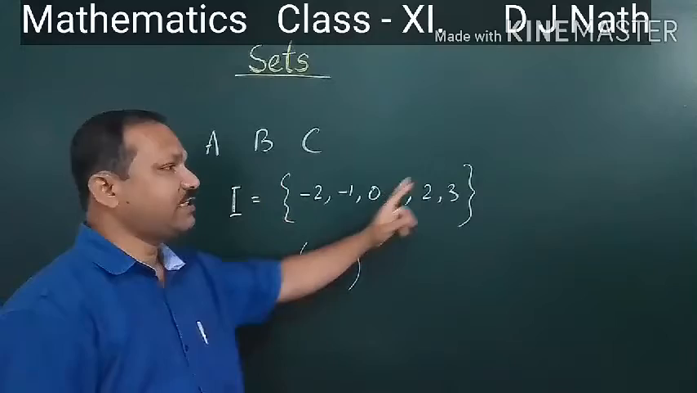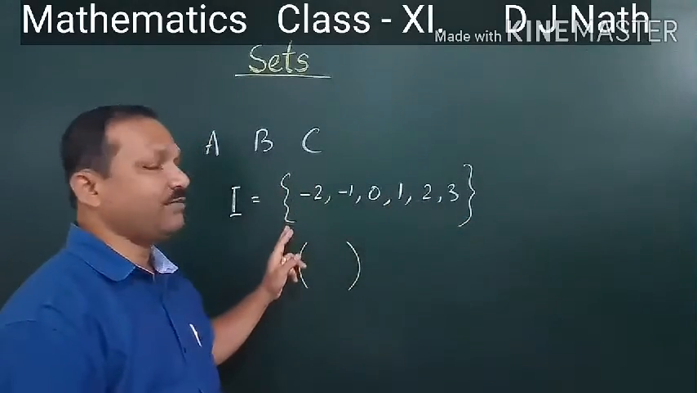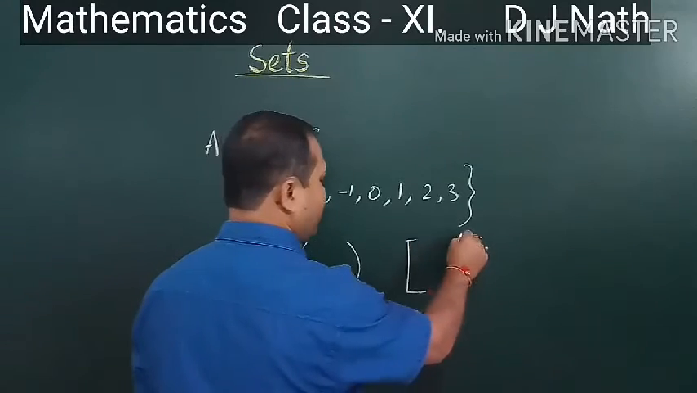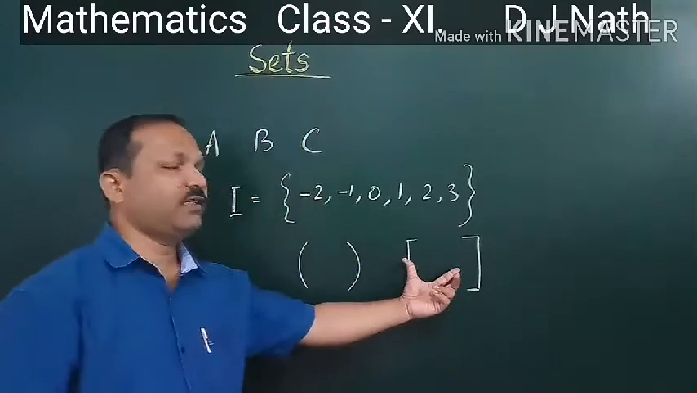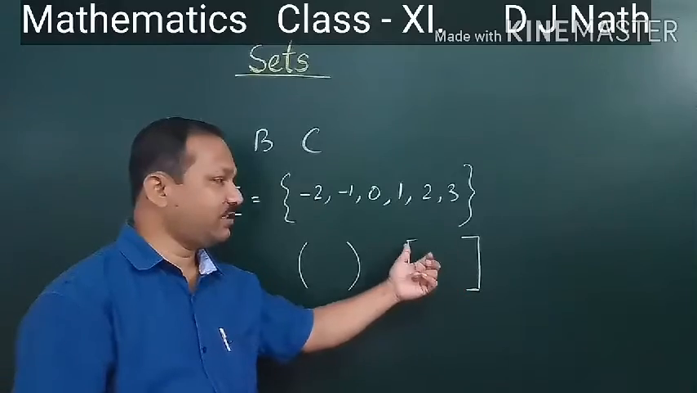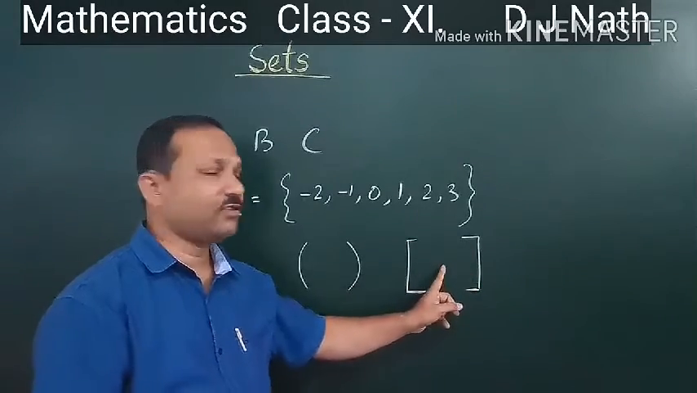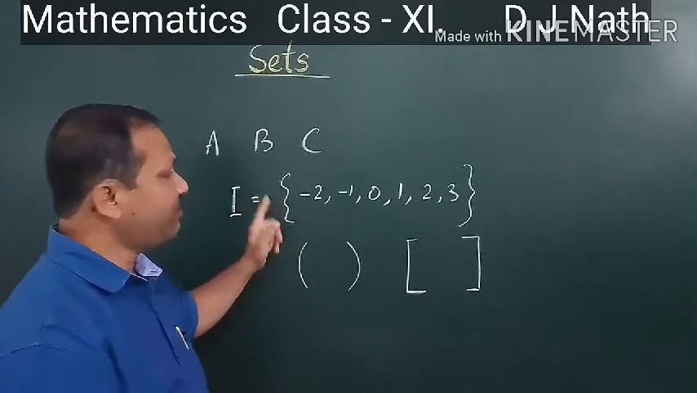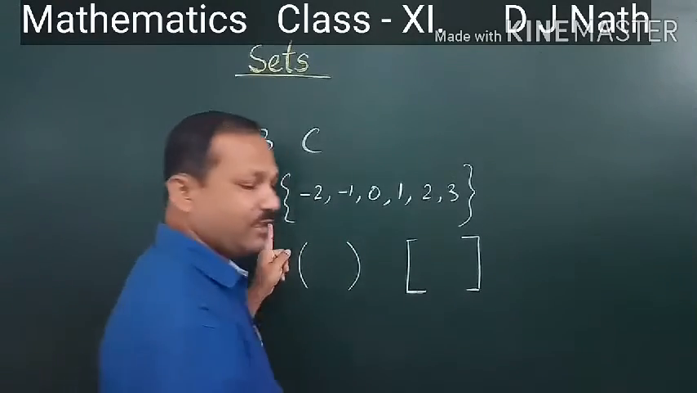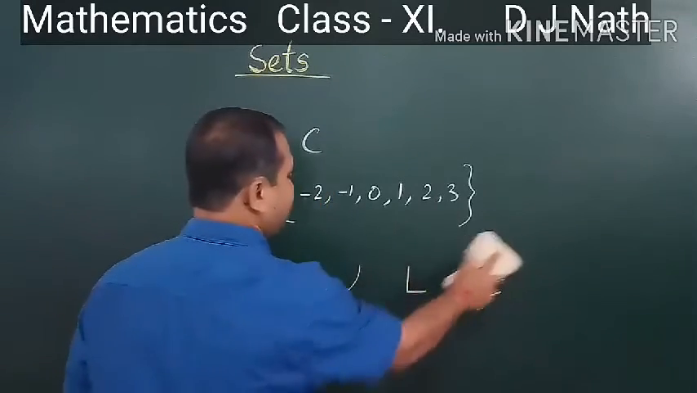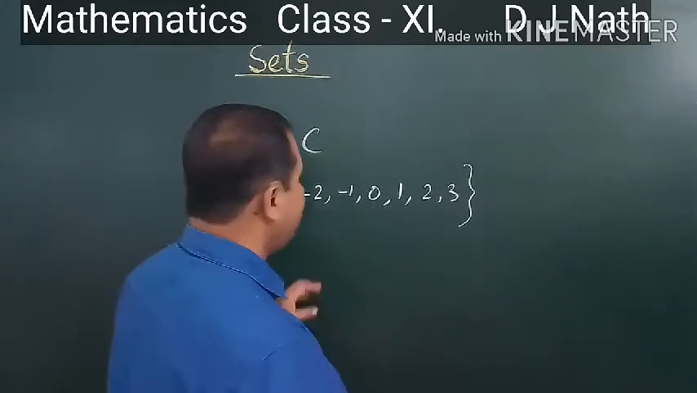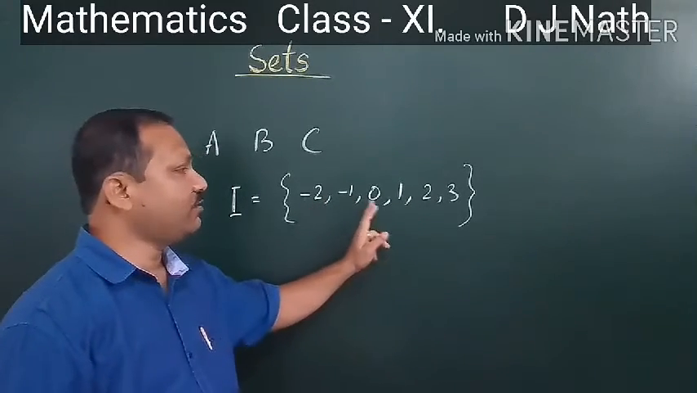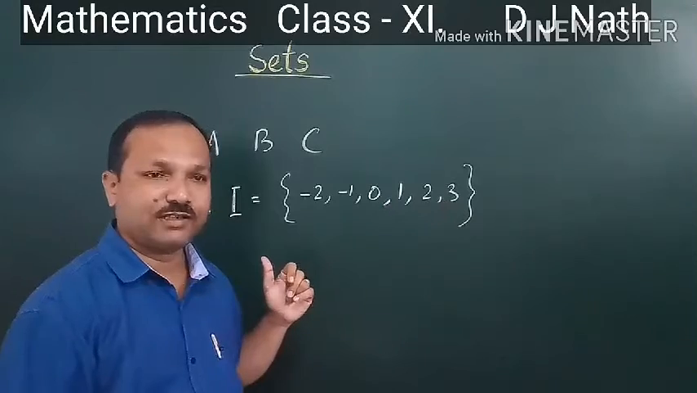This one we say as second bracket, or it is called curly bracket. And this type of bracket you have also got. We say it as third bracket, or it is called square bracket. So when we represent a set, we have to represent it under curly bracket. Remember that always. So in this set, how many elements are there? 1, 2, 3, 4, 5, 6 elements.